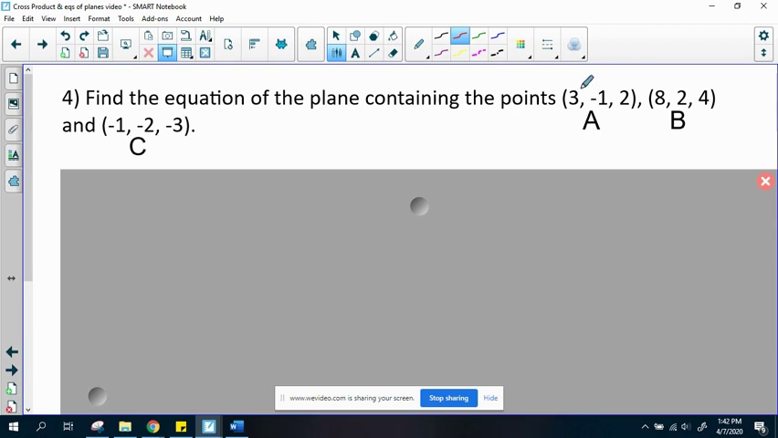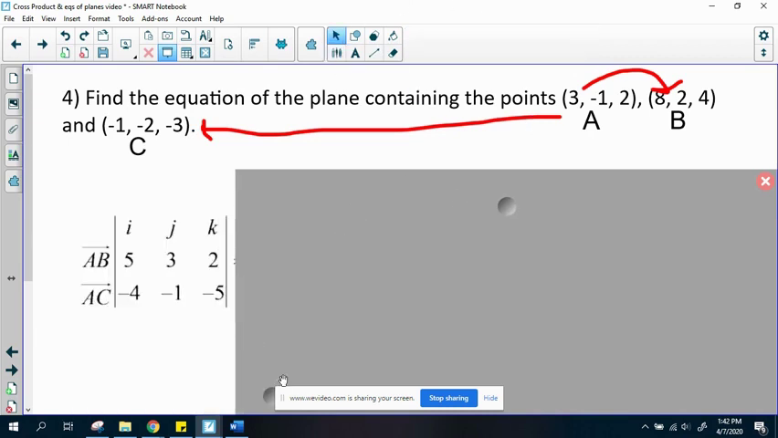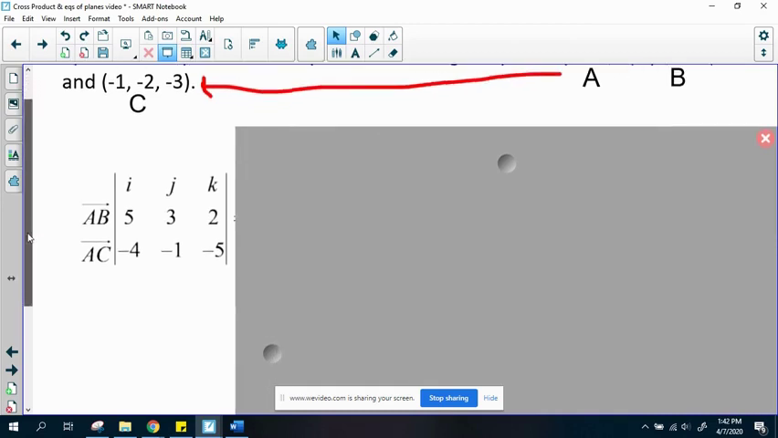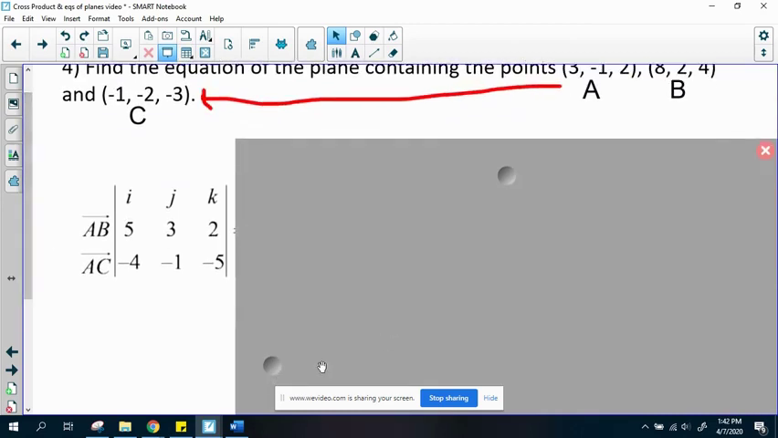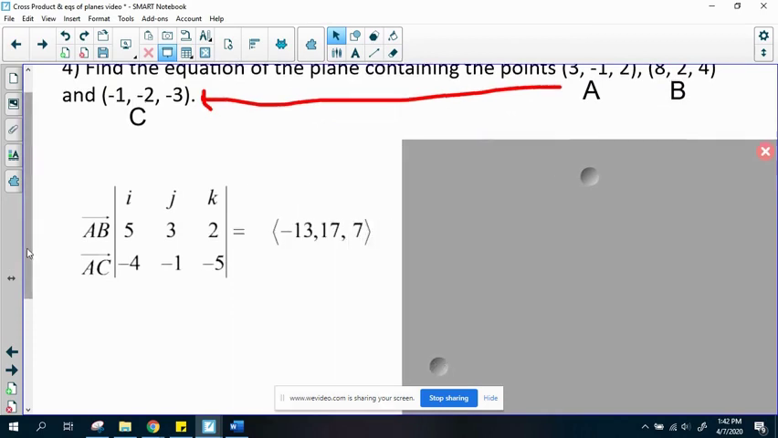So I'm going to make a vector go from A to B: 8 minus 3, 2 minus -1, 4 minus 2. And I'm going to make a vector go from A to C: -1 minus 3, -2 minus -1, -3 minus 2. Then I'm going to set them up in my 3 by 3 and cross them. If you want to pause, you can try it on your own and see if you get the right answer. You get -13, 17, and 7.